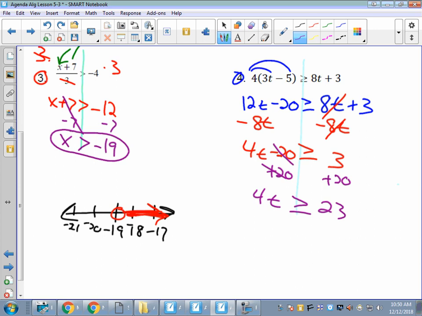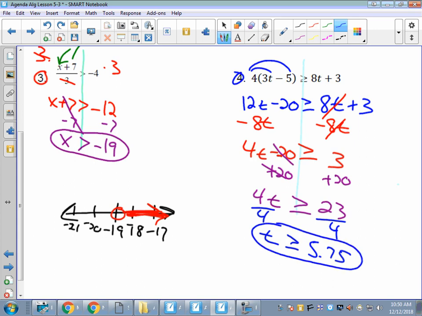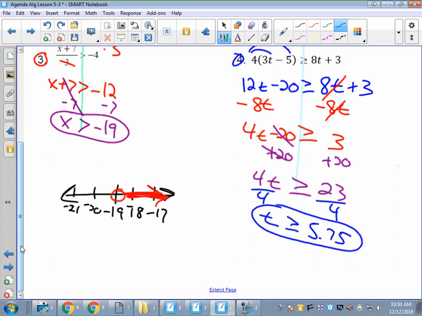And then finally, I'm going to divide by 4. That's my last step, to divide by 4 on both sides, just like solving equations. Since 4 is positive, I don't have to change the inequality sign, and I get about 5.75 as my final solution. If I were to check, I would plug a number greater than 5.75 into my original inequality and see if it works out. And then finally, my graph, I think we're good on that. I think we've done a lot of those examples. Okay, so let's move on to the next thing.